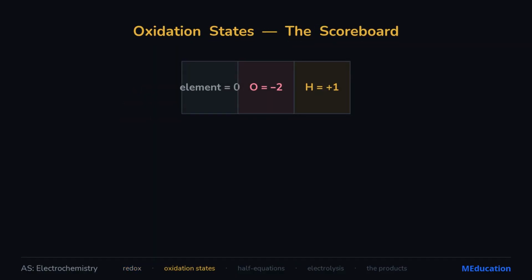Tracking electrons one by one gets fiddly, so chemists keep score with oxidation states, a number for each atom saying how many electrons it has gained or lost compared to the free element. A few rules nail almost everything. Free elements are 0, simple ions equal their charge, oxygen is usually -2, hydrogen usually +1.